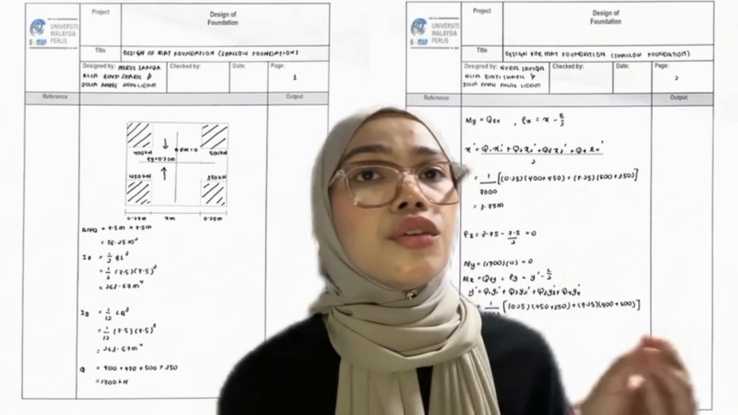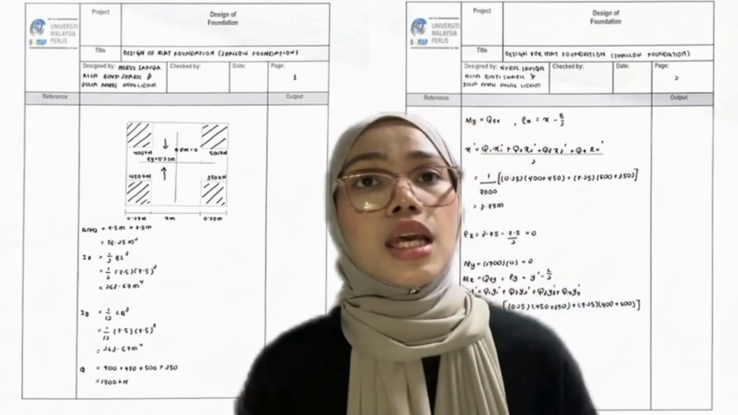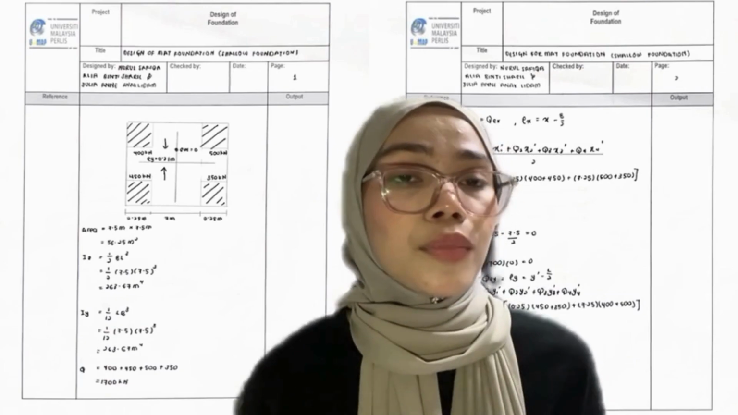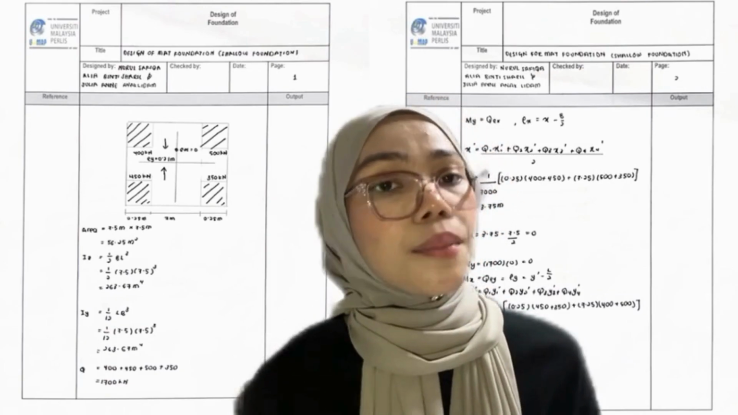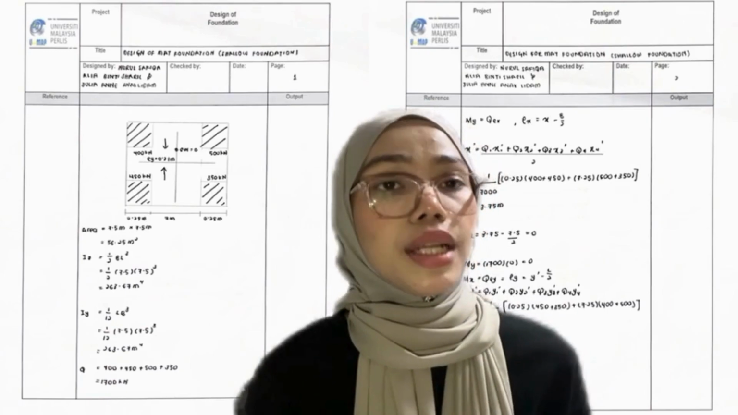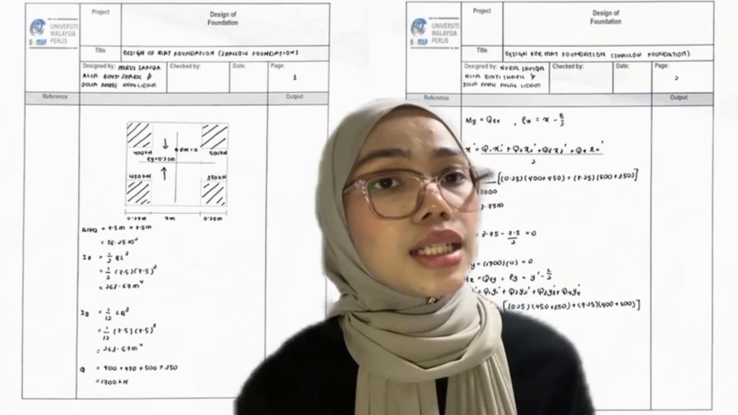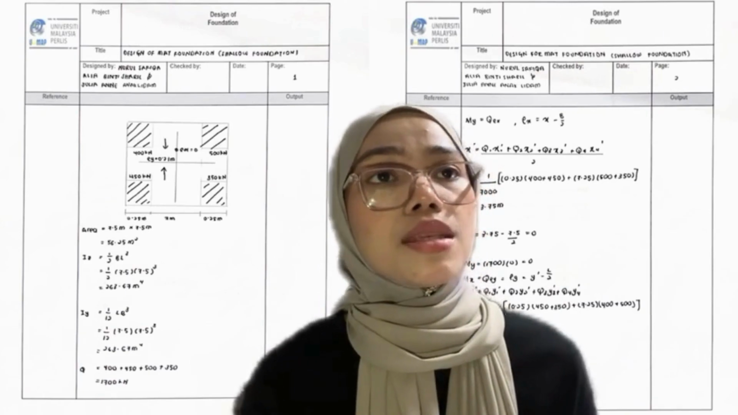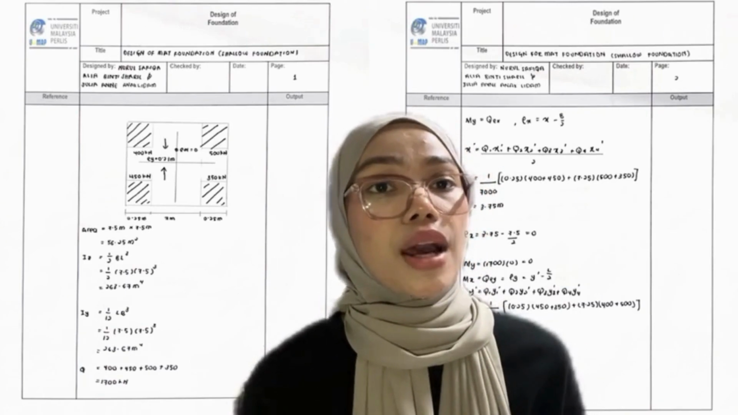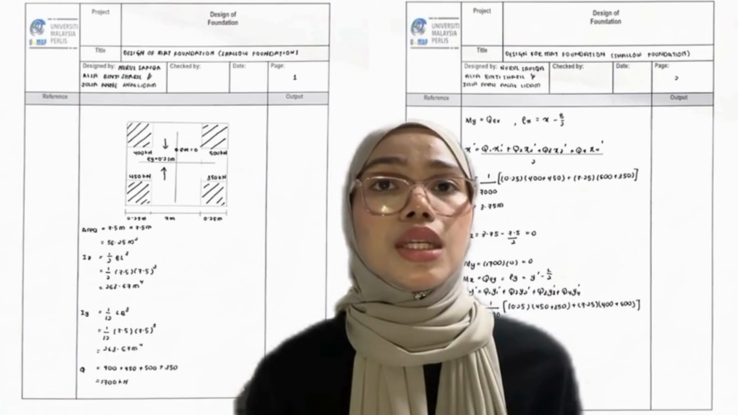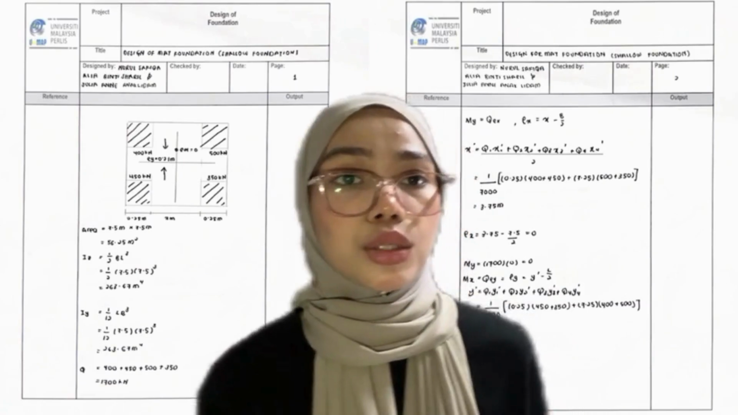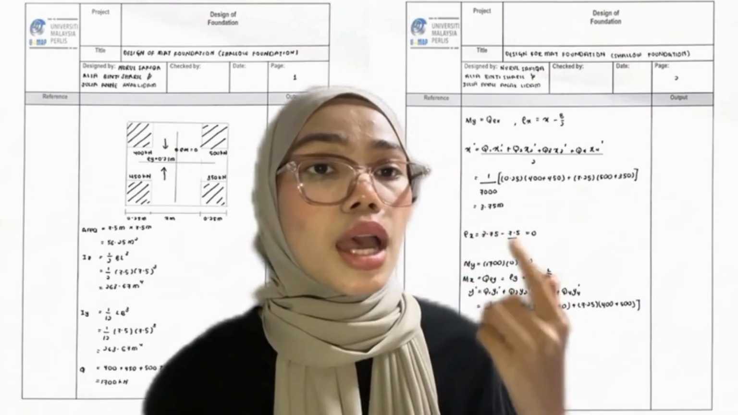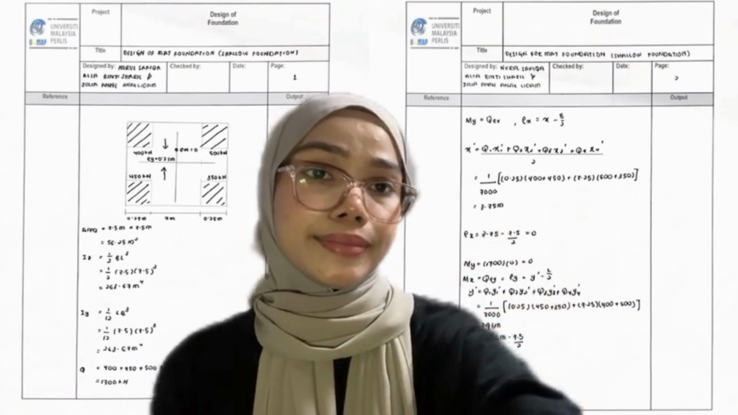The formula of My is Q times EX, and the EX formula is X minus 2B over 2. Then we calculate X prime. The total of X prime is 3.75 meter, so EX is equal to 0. We calculate this to get the values for My and Mx.